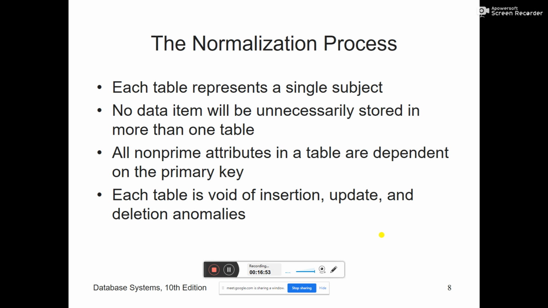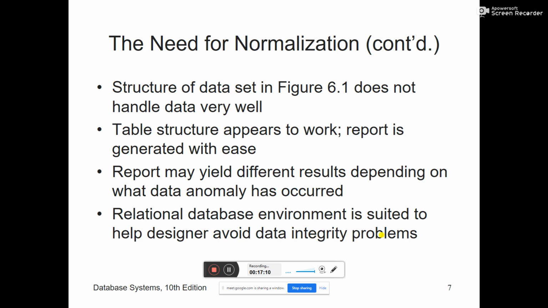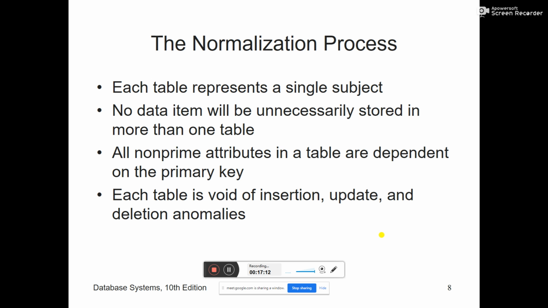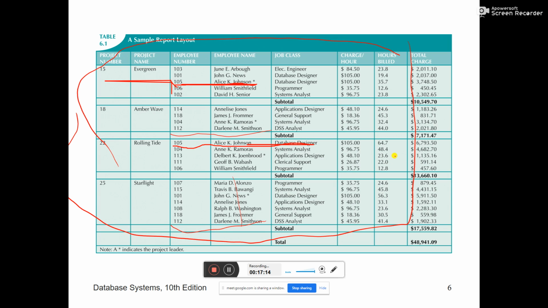Okay, the third requirement of the normalization process is that all non-prime attributes in a table are dependent on the primary key. Non-prime attributes are those attributes which are not a primary key. We have different attributes in this table: project number, project name, employee number, employee name, job class, charge hour, hours billed, total charge.